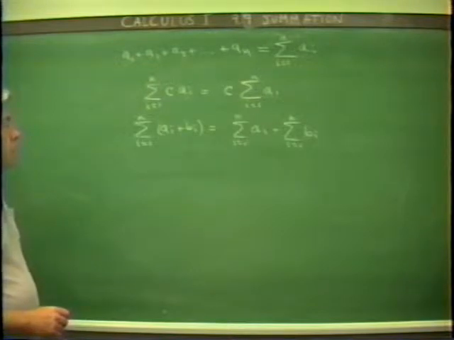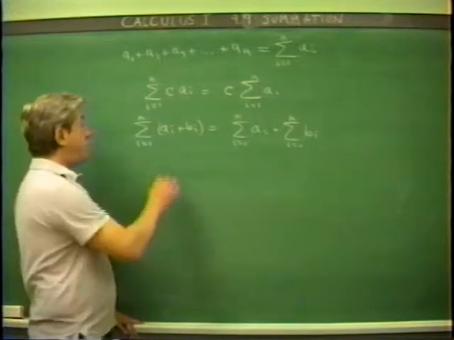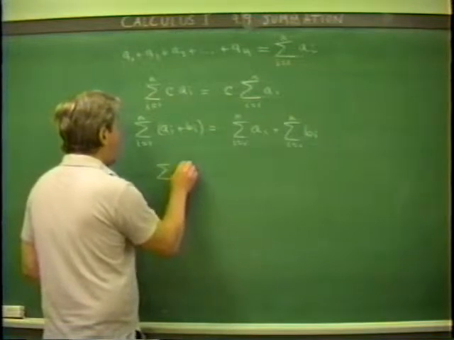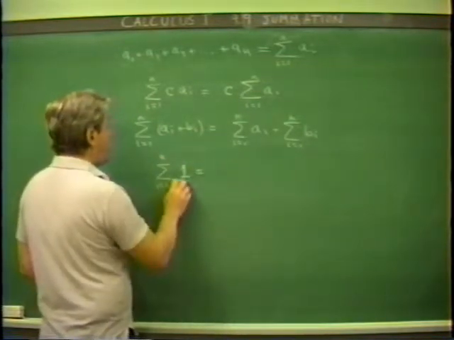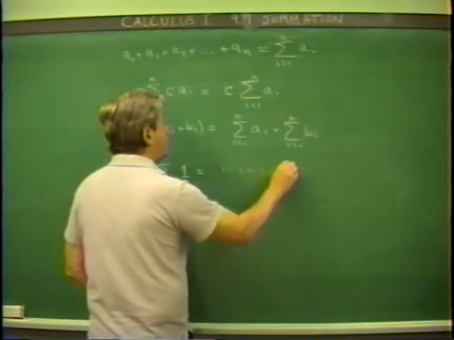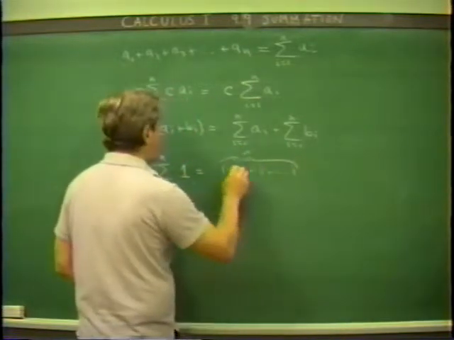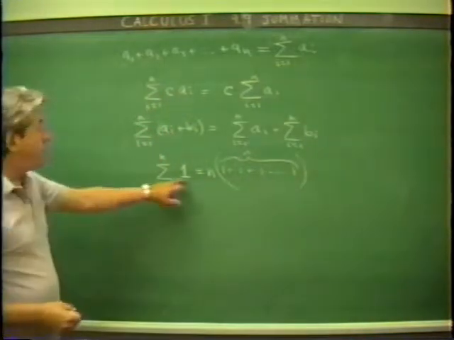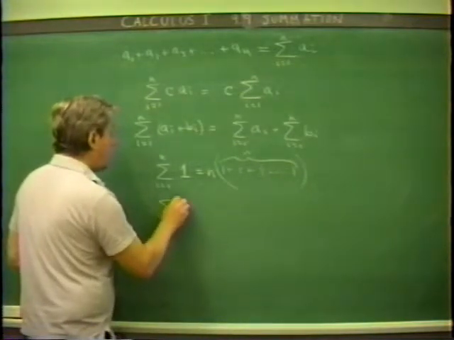Okay, and to use this, it's worthwhile to note a couple of additional things here. That's to say, have a couple of formulas to tell you what happens when you add up particular types of numbers. If we add up ones from i equals 1 to n, this is going to be what? This is going to be 1 plus 1 plus 1 plus 1. There are n of these. So this is going to be equal to n. All right? The sum of ones is n.